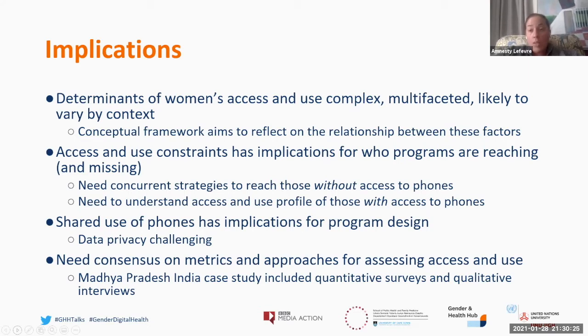From Dr. Mohan's talk, we saw global and India-specific trends in women's access to phones as compared to men's. Much of women's access is shared, and as such, we need to understand what the implications of this are on program design, and in particular for data privacy. Lastly, we've only superficially touched on this today, but you'll have seen in our presentations mention of different metrics used to measure a range of outcomes. Overall, there's a need to attain consensus on metrics and approaches for assessing access and use. And I'll note that we hope to have some workshops as part of this larger seminar series that take us in that direction. I'll close for now, but we look forward to continued discussions, and thank you for your time.